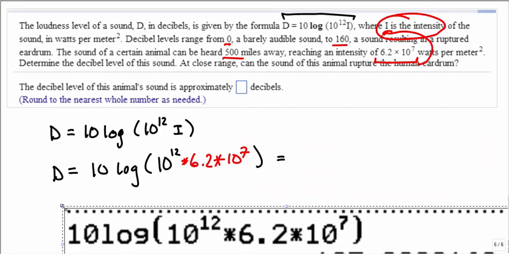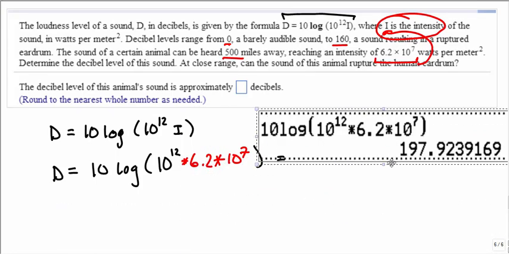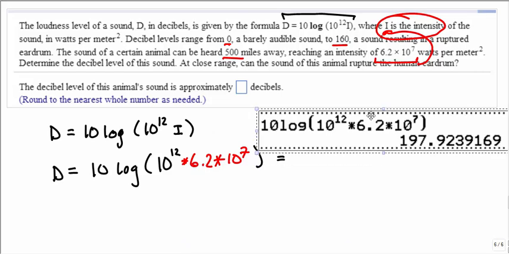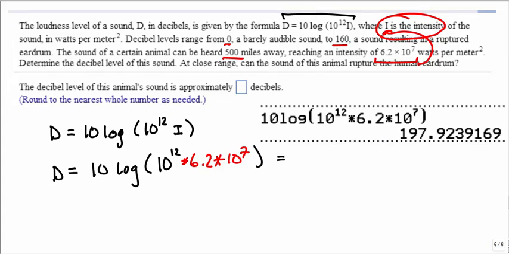Now let's look at the directions that we have here for rounding. It says round to the nearest whole number is needed. So if we took 197.9, it wouldn't stay 197. The 0.9 would raise it, the 7 to an 8. So what we would have here then is 198 decibels. So 198 decibels.